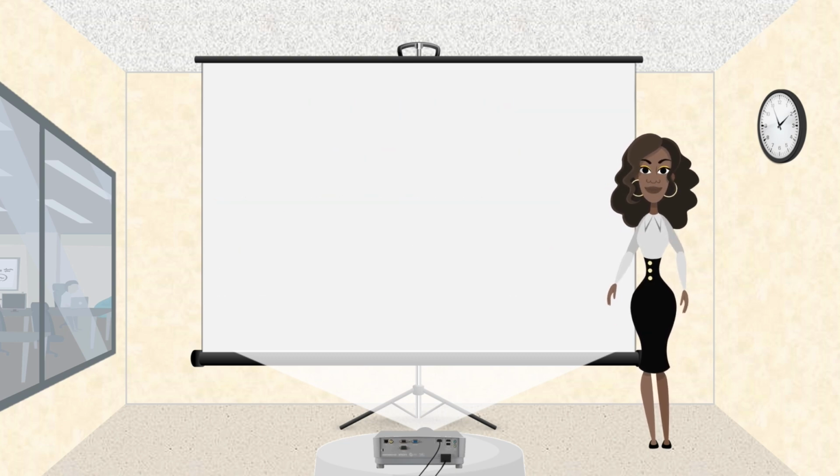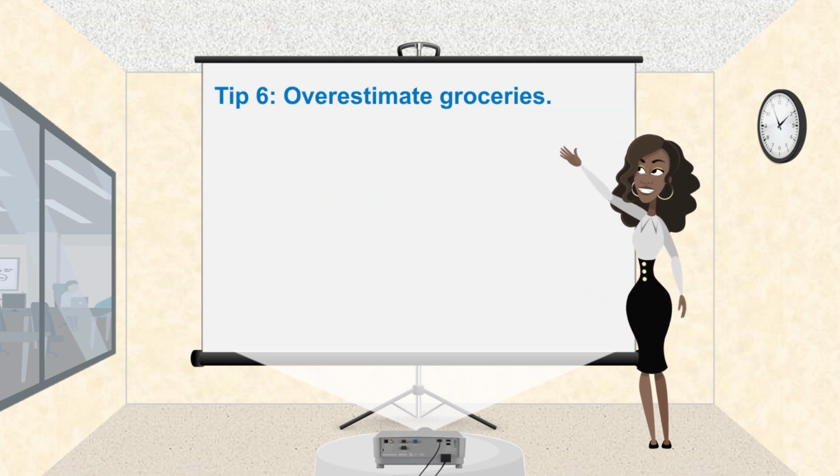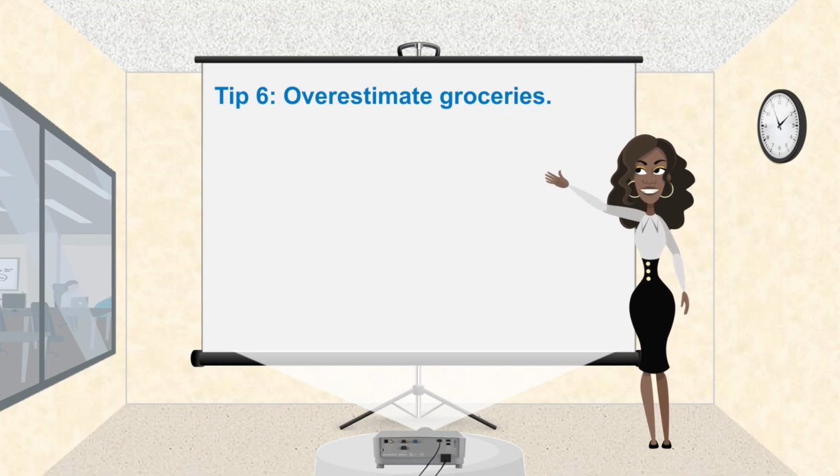Tip number 6 is to overestimate your food budget. It is common for people to make quick trips to the grocery store to purchase 1 or 2 things they didn't think of when they did their original food shopping for the week. Try to count every trip to the grocery store when you plan on a monthly food budget.